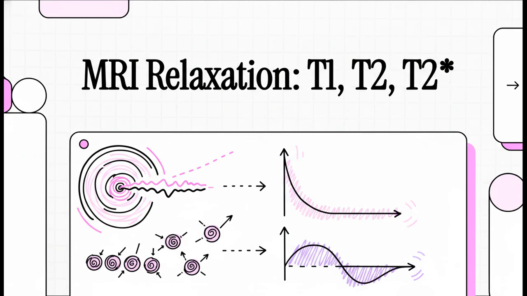Okay, so you see these incredible detailed images from an MRI machine, and you have to wonder, how does it actually work? Well, it's not magic, it's this really fascinating dance of physics. In this explainer, we're going to pull back the curtain on the fundamental principles. We're talking about three key concepts: the relaxation times T1, T2, and T2 star.